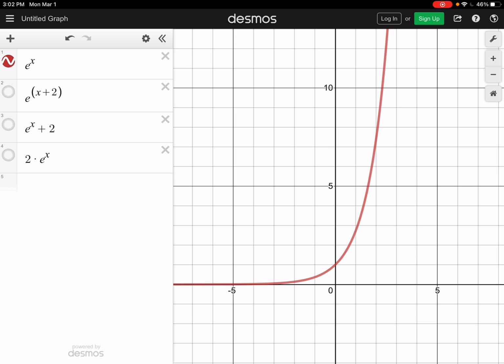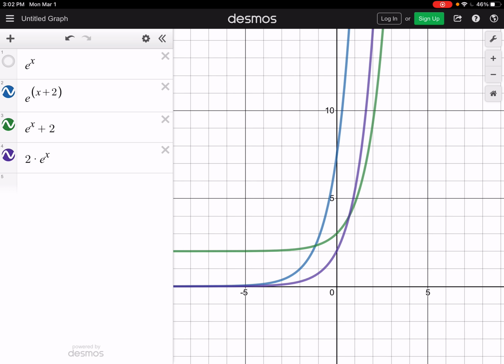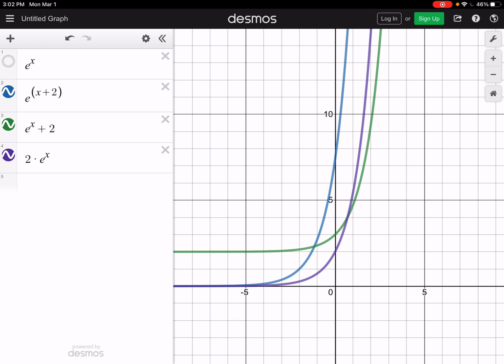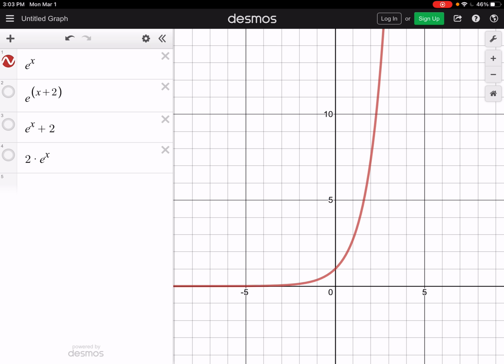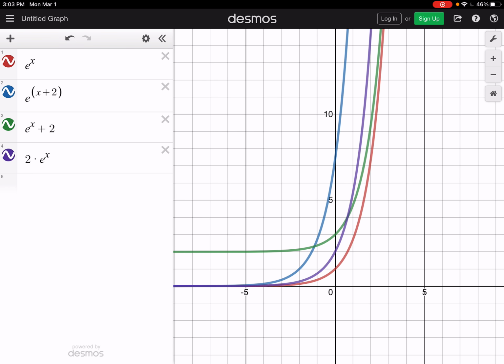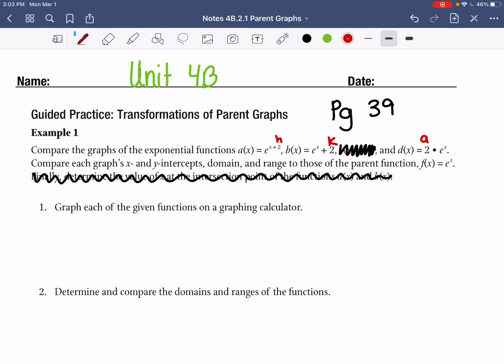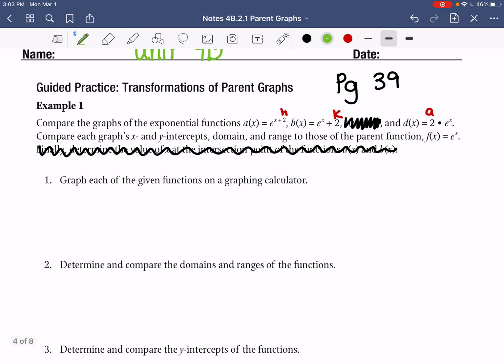So what we're going to do is look at these 3 graphs right here. So here is where there's an h of 2. So here's original. H of 2, k of 2, a of 2. All right, so what we're going to just write down, number 1, we're just going to say a of x moves left 2.